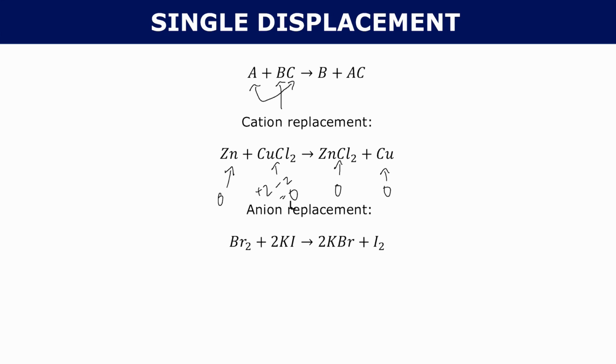And so you can have a cation being paired up with an anion, or you can have an anion being paired up with a cation.